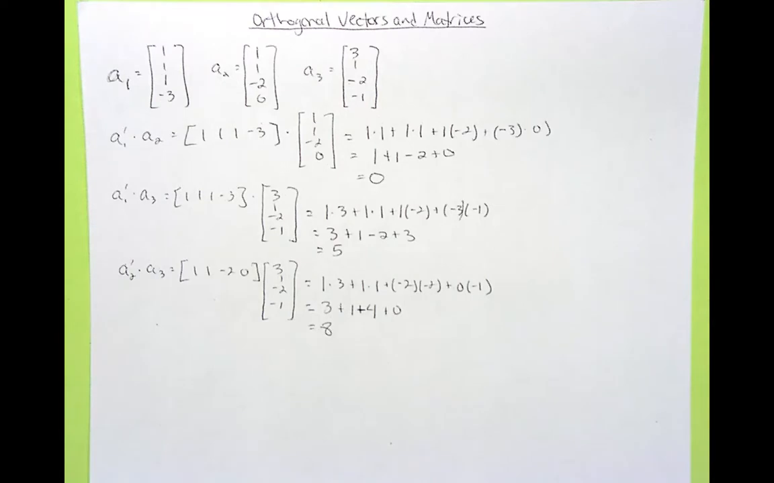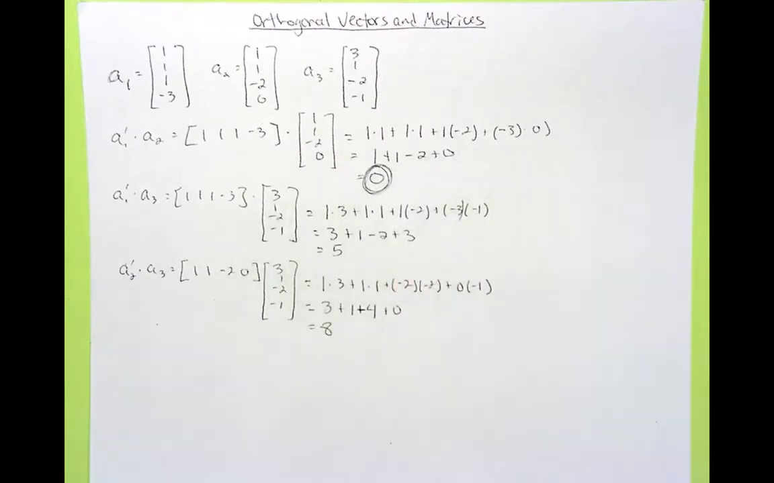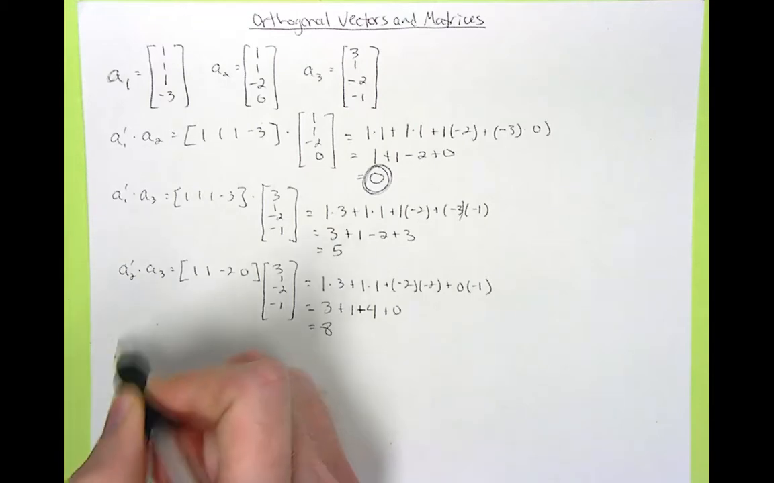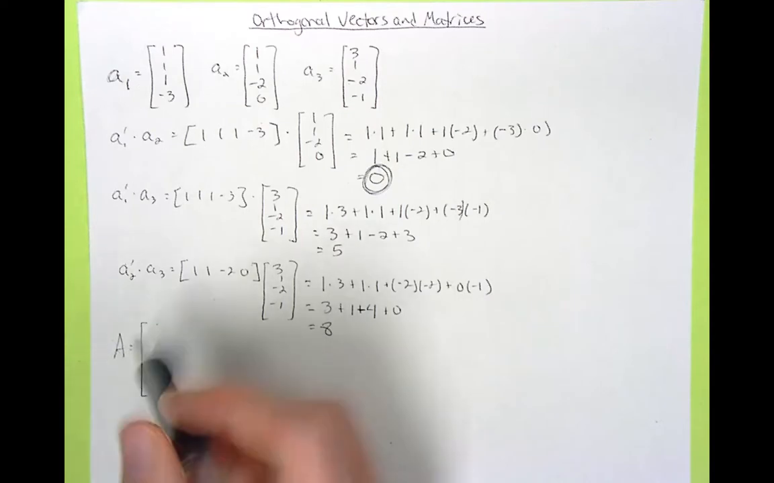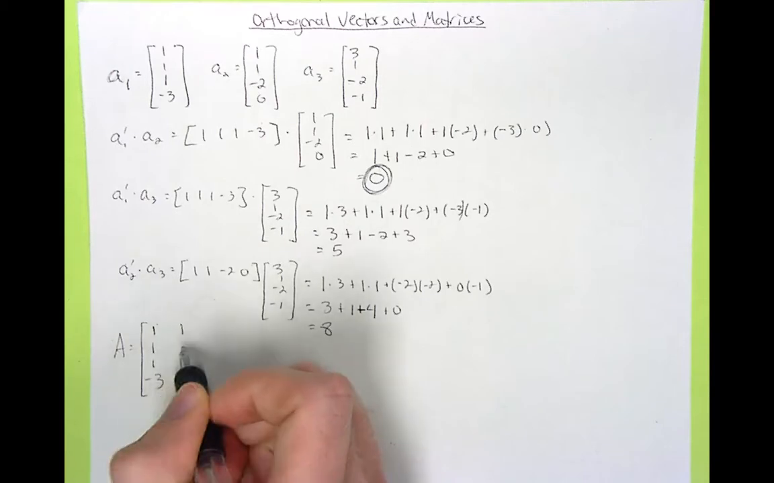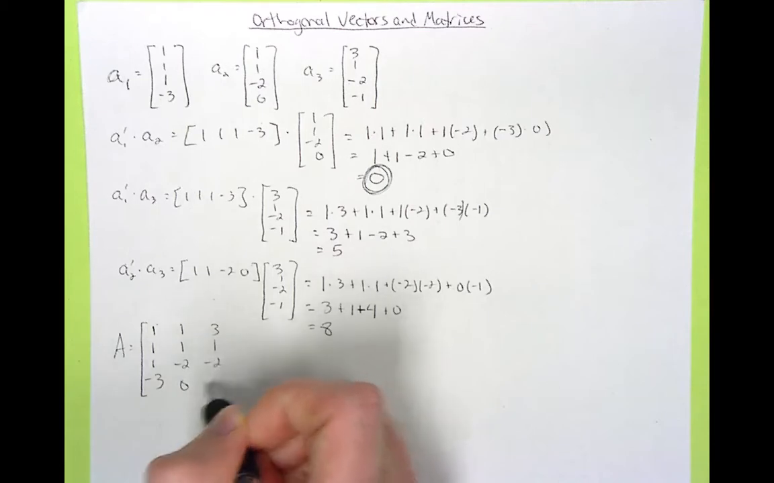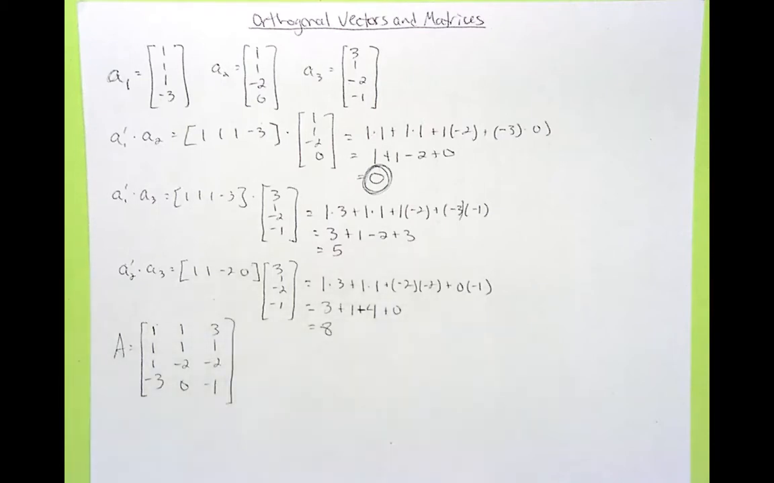So once again, we can see that vector a1 is orthogonal to vector a2 because when we multiply them together we got 0. But neither a1 nor a2 is orthogonal to a3. And these column vectors can all be collected into a matrix A. So it will look like this, going down: 1, 1, 1, negative 3, 1, 1, negative 2, 0, 3, 1, negative 2, and negative 1.